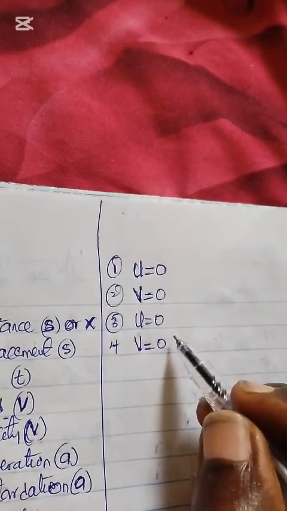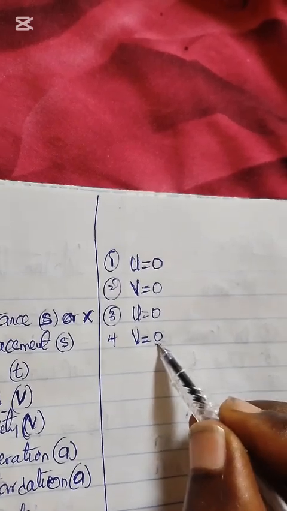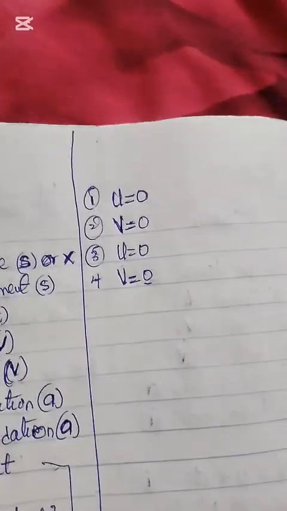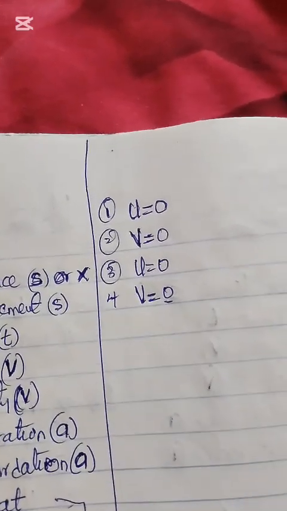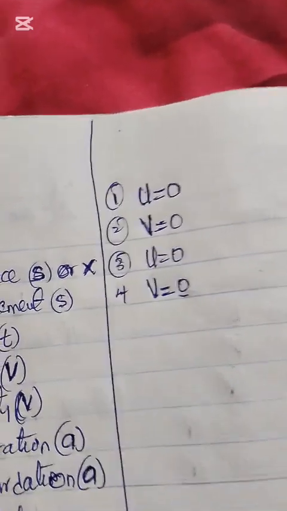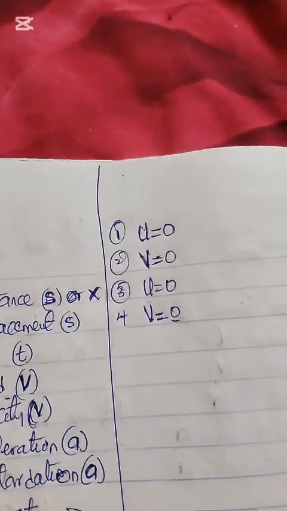So if you throw an object up, the velocity at the highest point is 0, which is v equal to 0. These are the things you need to know when solving questions under rectilinear motion and also motion under gravity. We're going to look at a few examples on motion under gravity for today's class. Let's look at question 1.